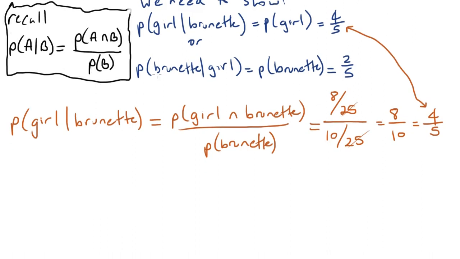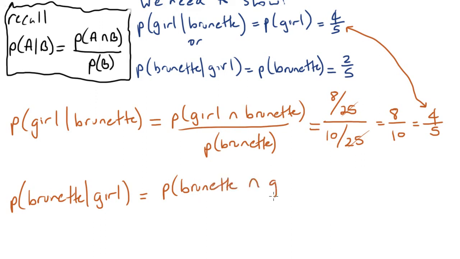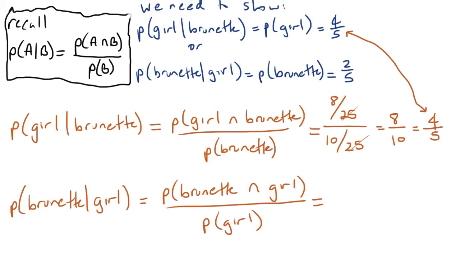But I'll continue. I'll show the second one too, in case you used that instead. So let's check the probability of choosing a brunette, given that you chose a girl. So that's the probability that you choose a brunette who is also a girl, divided by the probability that you chose a girl. Choosing a brunette and a girl, that's the same as choosing a girl who's also a brunette. Same, 8 out of 25.